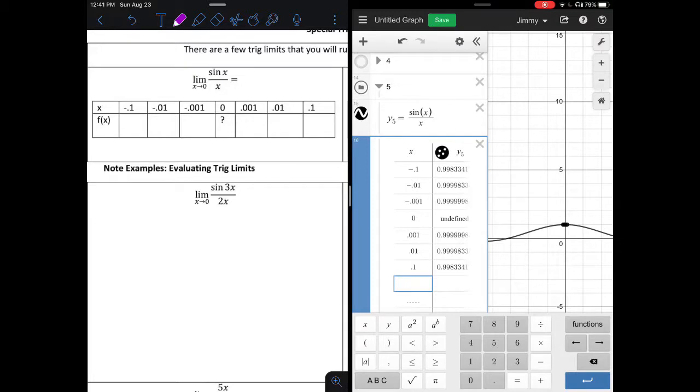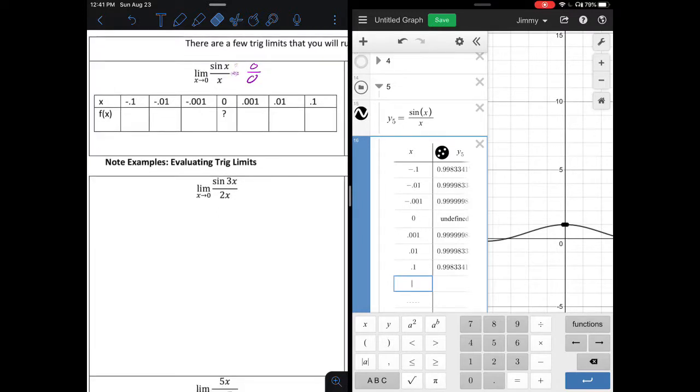Now, if I go to evaluate this, the first step is to always use direct substitution. If I put in 0, sine of 0 is 0, and putting in 0 for x, I get 0 over 0, indeterminate form. And because we don't have other tools at the moment other than the table and the graph, I'm going to fill in the table. I already have the table typed in here on the right-hand side, and I'm going to put in values as I approach 0 from both sides.